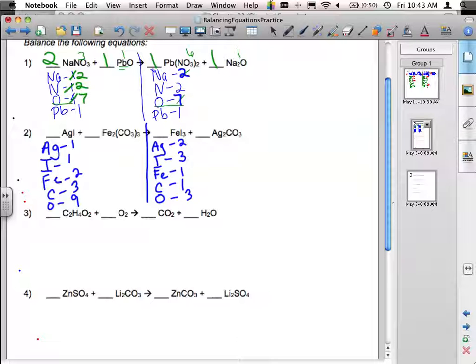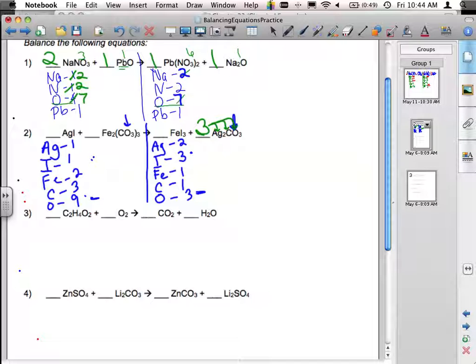So, couple things. If we look at, find an odd number, I have 3 iodine here and only 1 there, and they're both located in one location. If I go to my bigger numbers, oxygen is 9 on this side and is 3 over here. Oxygen, there's only one place that it's found on both sides. So I can easily go from a 3 to a 9 by multiplying by 3. So I'm going to put a 3 out in front.